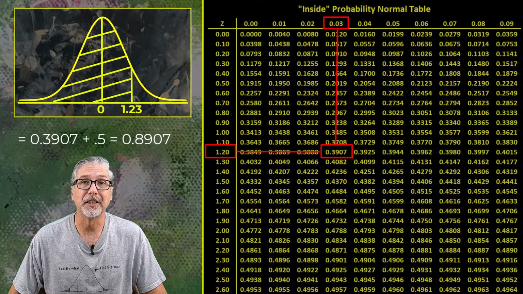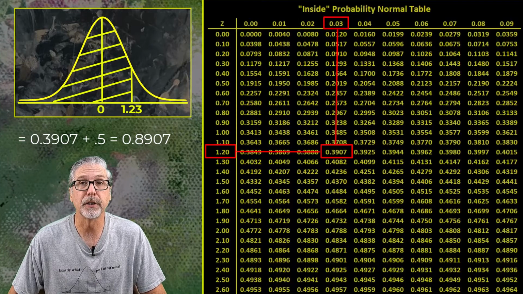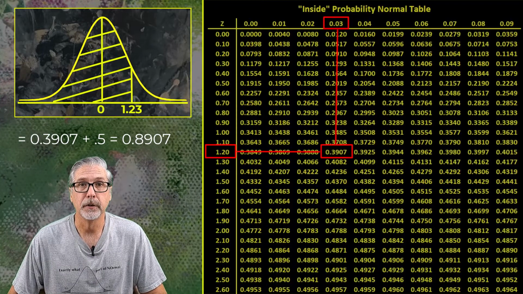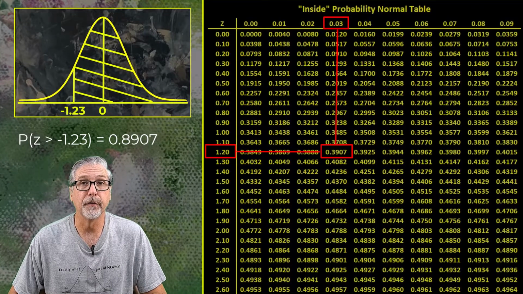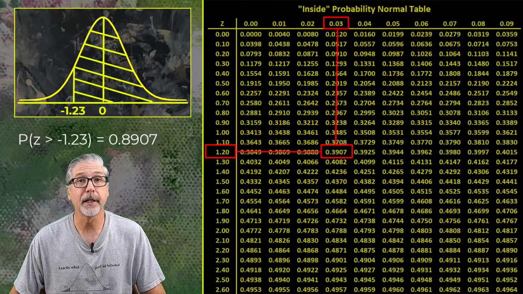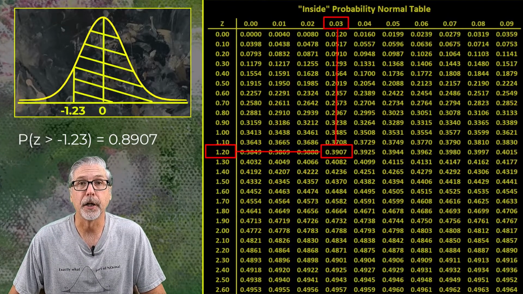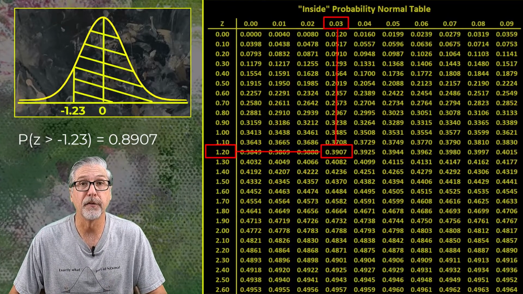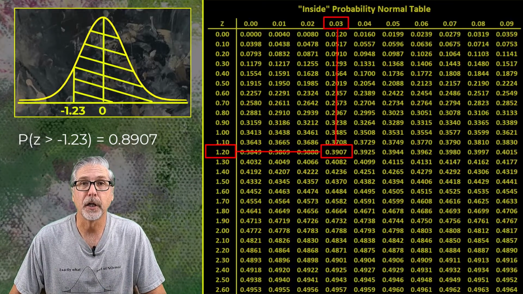So to find the probability z is less than 1.23, I take the tabled value of 0.3907 and add 0.5 to it. I should note that that's also going to be the probability that the standard normal random variable z is greater than negative 1.23. See how that works? This time I'd be on the left-hand side of the curve, and I take the 0.3907 between 0 and negative 1.23 and add the 0.5 from the other side.